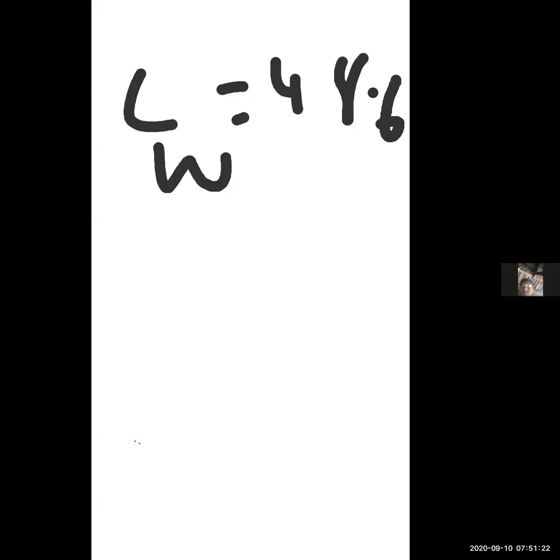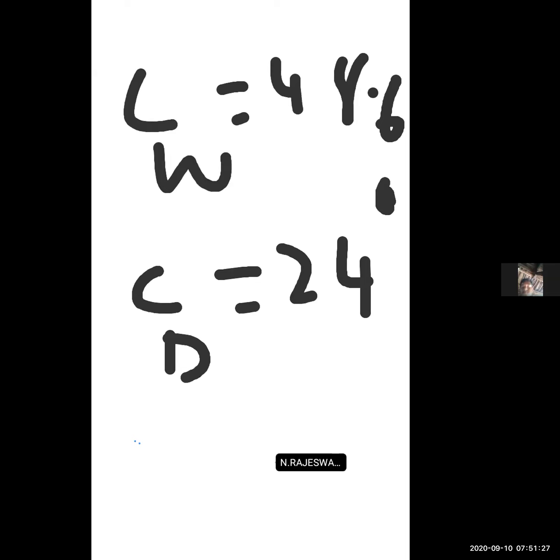And values of critical angle are given. Critical angle of water is 48.6. Critical angle of diamond is 24 degrees. This also note down. Already I showed you in the slide. CW means critical angle of water equal to 48.6 degrees. CD means critical angle of diamond. Critical angle of diamond is equal to 24 degrees.